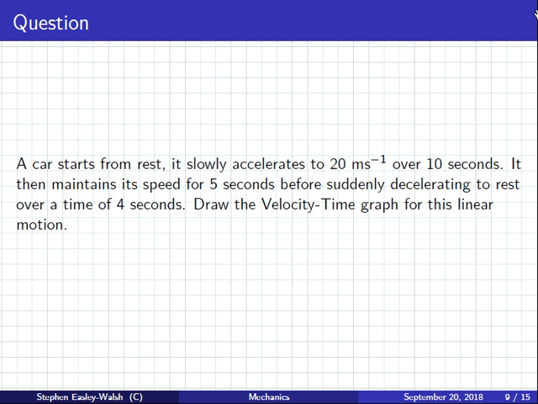So here's a little question. A car starts from rest. It slowly accelerates to 20 in 10 seconds. It keeps this speed for 5 seconds and then suddenly decelerates to rest in 4 seconds. My question is, just draw the graph. So let me see if you can draw it.